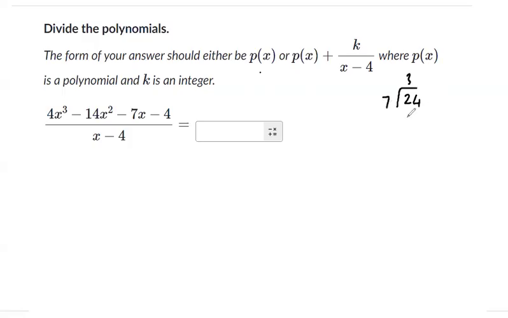So that should be 3 times... So it goes 21. So subtract this. So you got 3. But instead of writing this, I can write 24 equals 3 times 7 plus 3. And this is one way we can write this division.